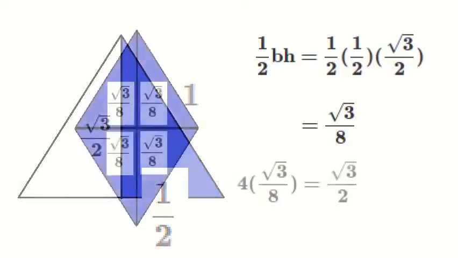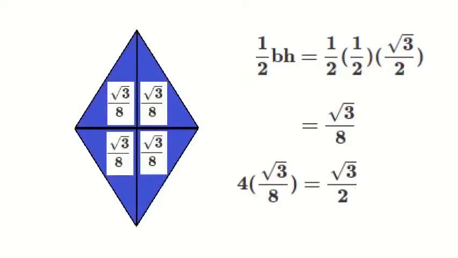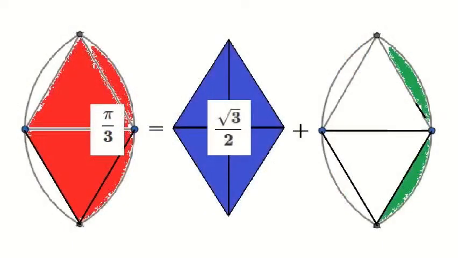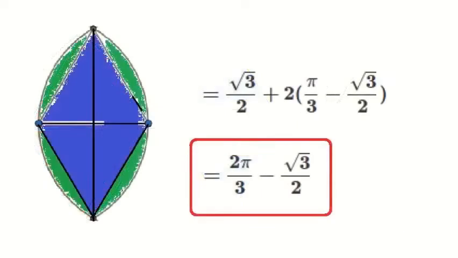Since we have 4 of these little triangles in the blue area, the blue bit has an area of √3/2. Now, note that the red area consists of the blue area plus the 2 green bits. So the 2 green bits must be pi/3 less √3/2. Let's add it all together. 1 blue bit, √3/2, plus 2 pairs of green bits, and there's our final result.